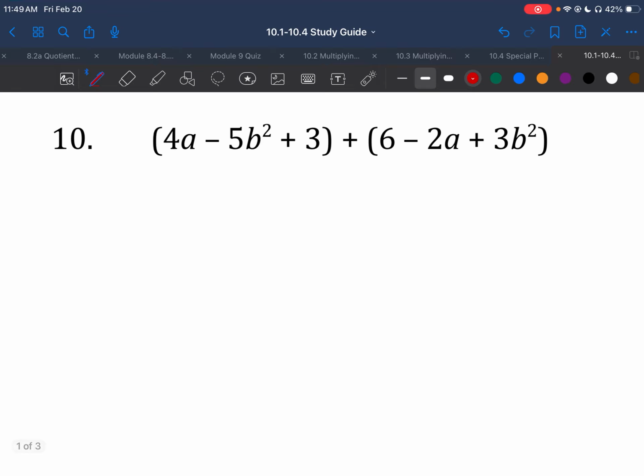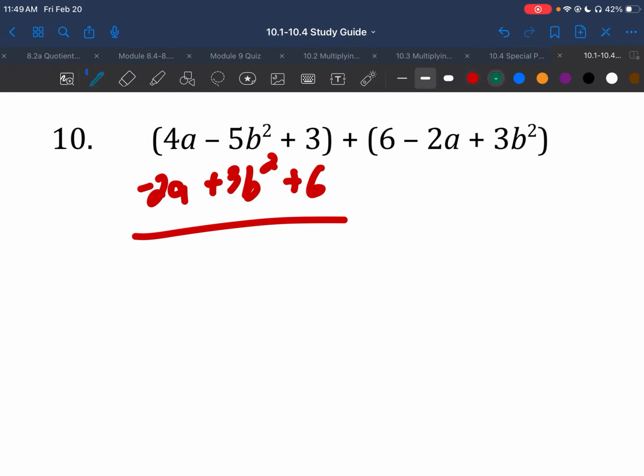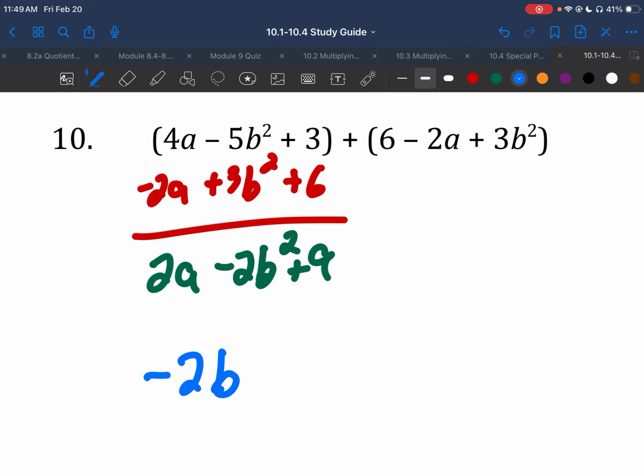And number 10, we're going to add these together. So we have a plus 6, we've got a minus 2a, and we've got a plus 3b squared. And when we add those together, 4a plus negative 2a is 2a. Negative 5 plus 3 is negative 2b squared, and 3 plus 6 is 9. But we are not in standard form. It needs to be rearranged. So it's 2b squared plus 2a plus 9.